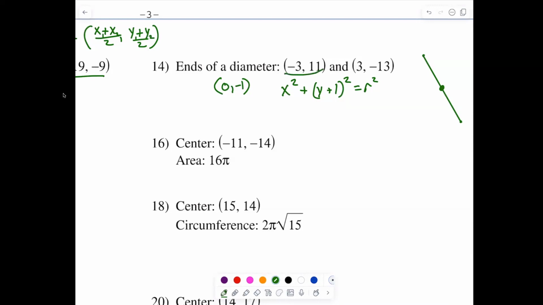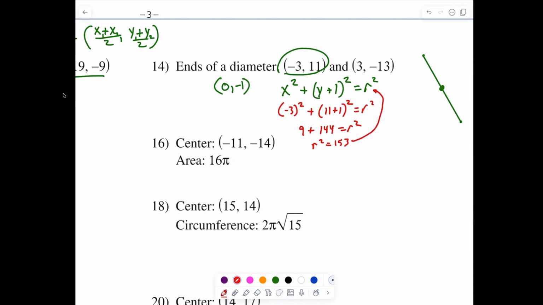Does everybody agree this is a point on the circle? So I can plug -3 in for X and 11 in for Y, and then I can calculate what R is. So parentheses, -3 squared plus parentheses, 11 plus 1 squared equals R squared. 9 plus 144 equals R squared equals 153. Do I really care about what R is? Nope, I don't. R squared goes in here.